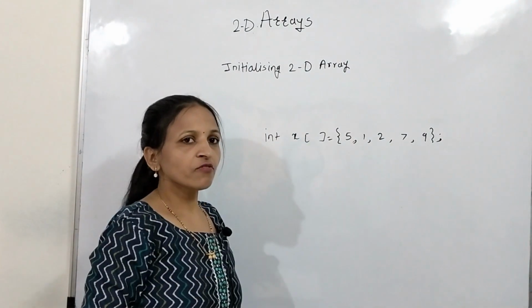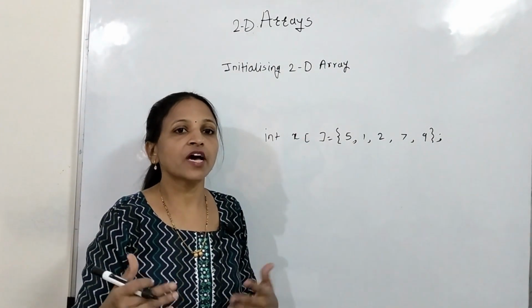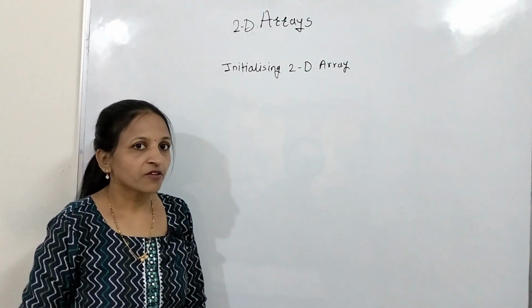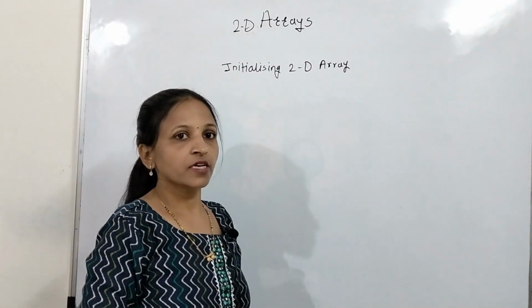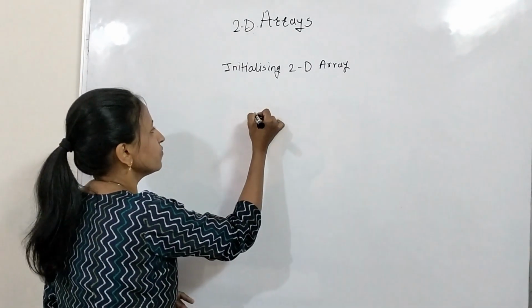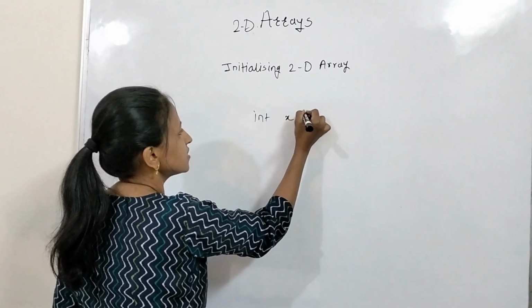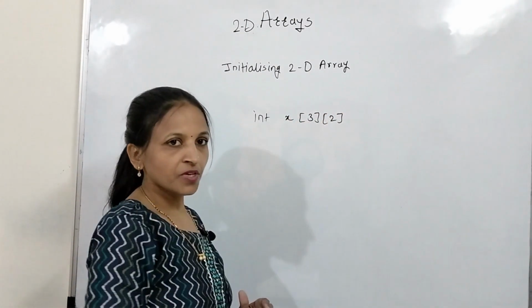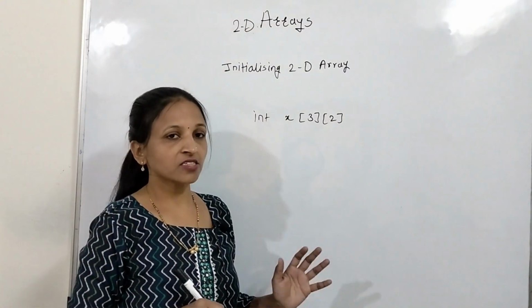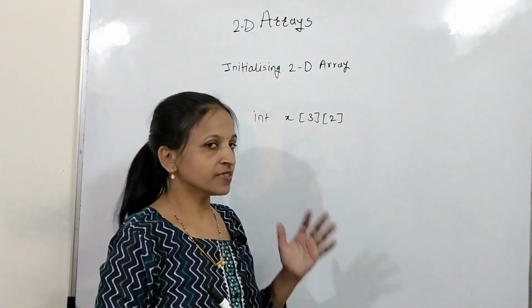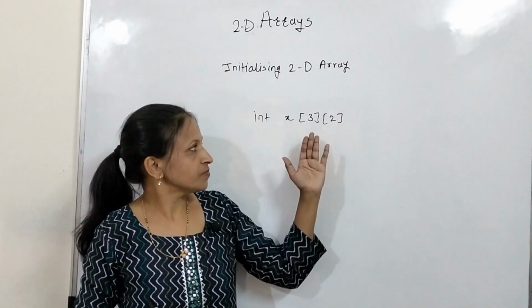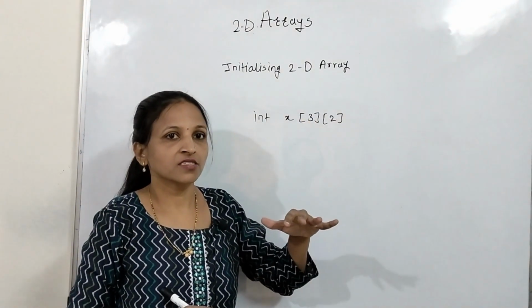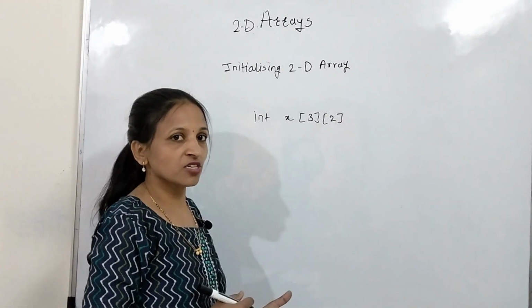In the same way we can also initialize a two dimensional array. How to do that? While declaring a two-dimensional array, we have to specify both row size and column size. We will write integer x, let the row size be 3 and the column size be 2. This means there are 3 rows and 2 columns in this array, that is, a group of 3 arrays, each having 2 elements in it. That is a two-dimensional array.